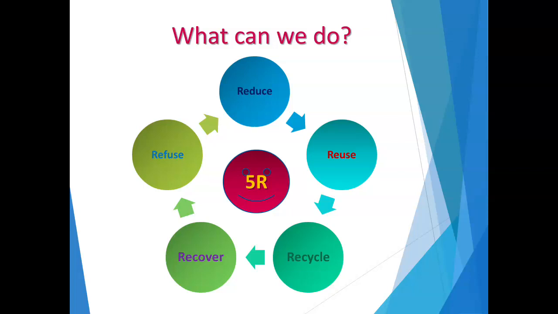Then recycle plastic materials. Don't use and throw. Try to recycle the plastic materials. That is the third point. Then the fourth point is to recover the plastic materials. And the fifth point, that is the most important point, is to refuse the use of plastics. That is to say no to plastics. That is the better thing that we can do. Okay, so if you are following these 5R principles, we can overcome the problems caused by the plastics to some extent.